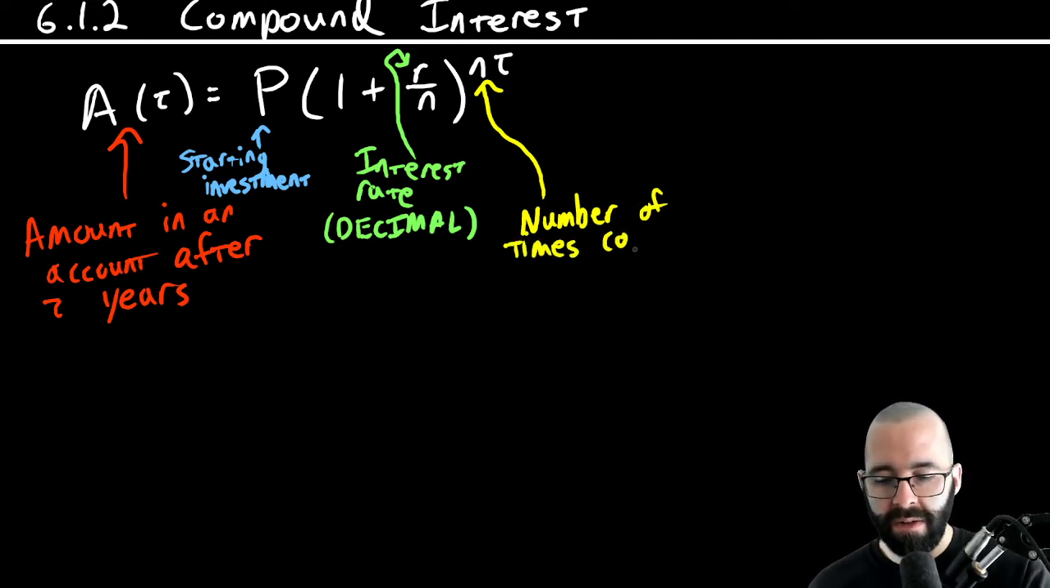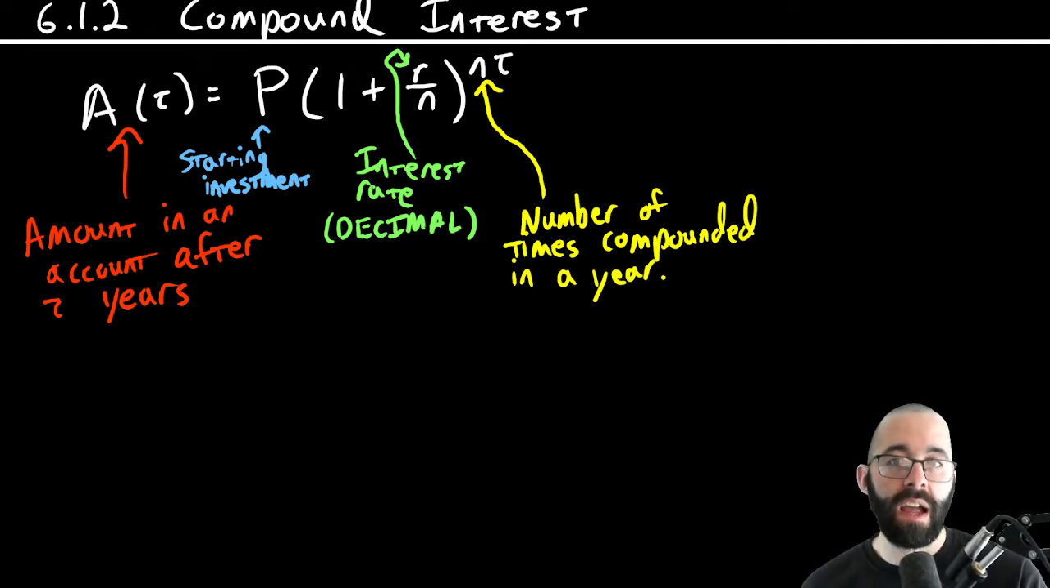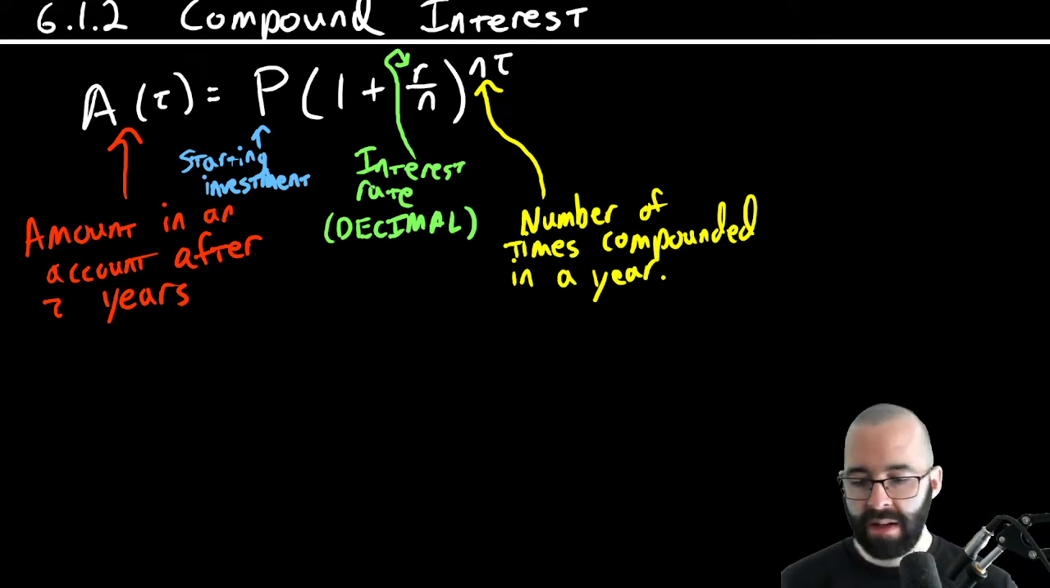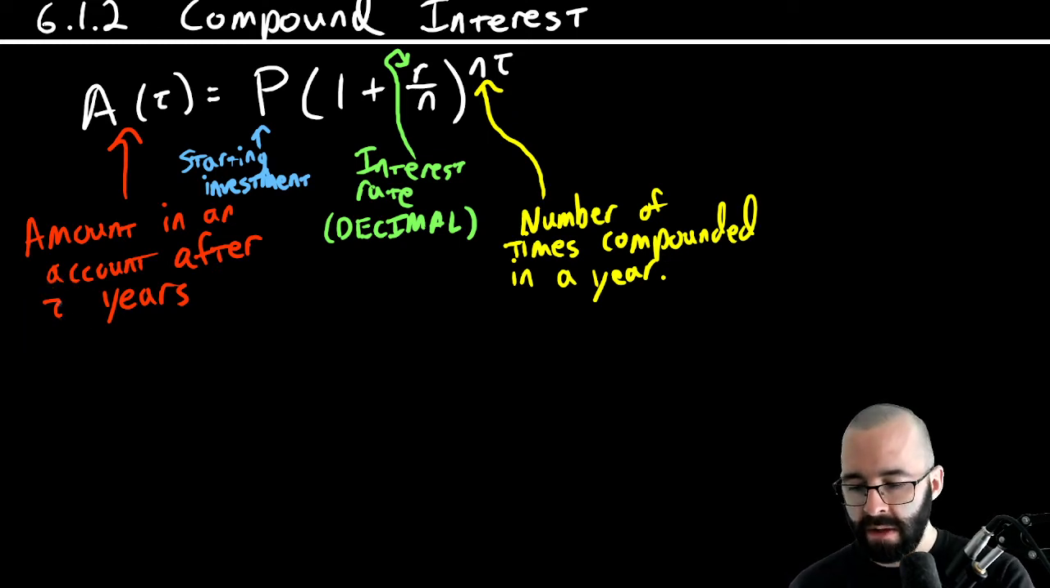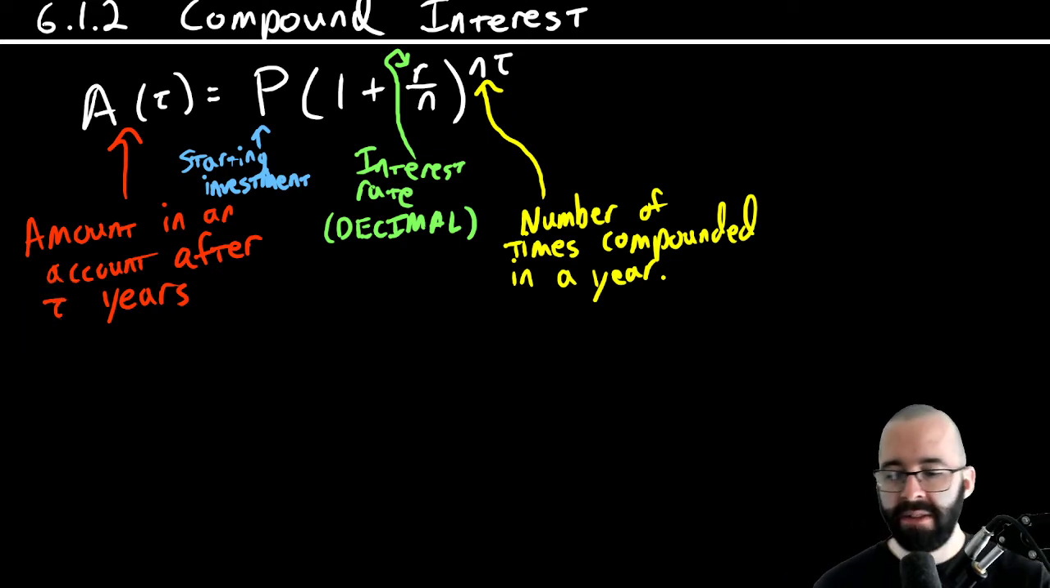And last but not least, N is the number of times it compounds in a year. So if it compounds annually, that's once a year. N would equal 1. Compounds quarterly, that's 4 times in a year. N would equal 4. And then T as before is the number of years. All right, so that's basically this formula. This is how we can calculate interest.